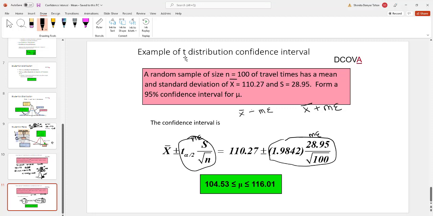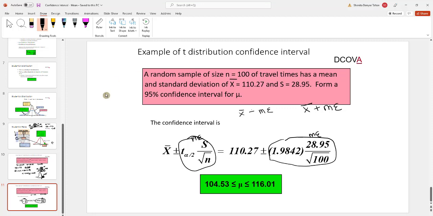And so what does this mean? That means we are 95% confident that the true average travel time is between 104.53 and 116.01. And I'm guessing this is in minutes. Okay, so that's how a confidence interval is calculated with this formula.